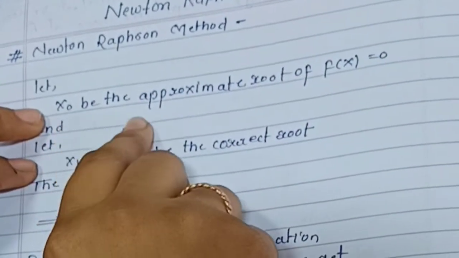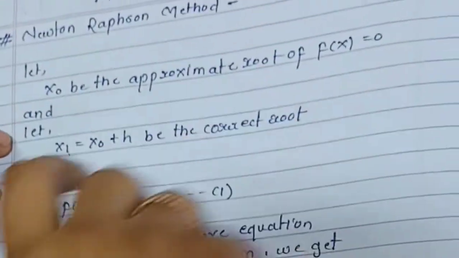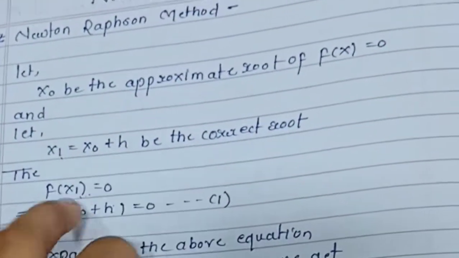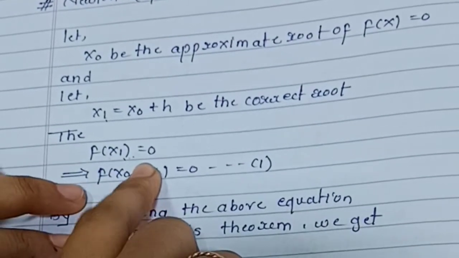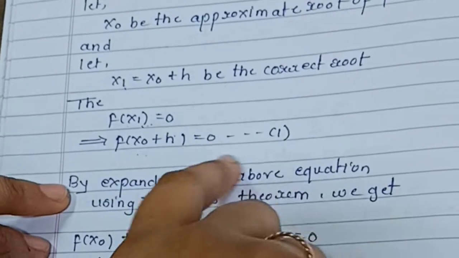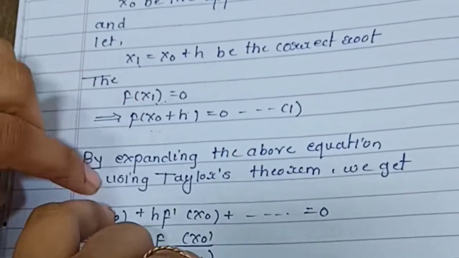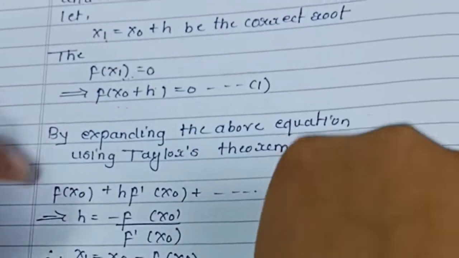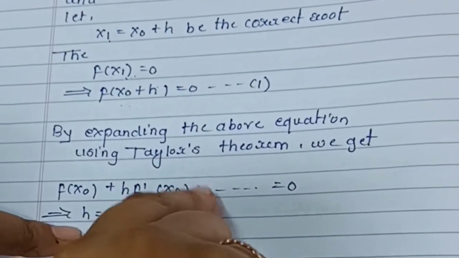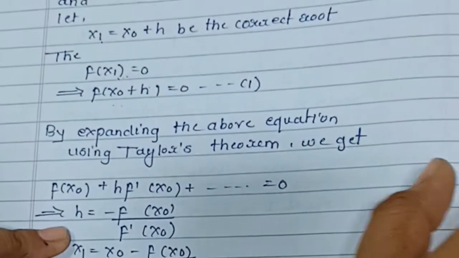So let x naught be the approximated root of f of x equal to 0, and let x1 equals x naught plus h be the correct root. Then f of x1 equals 0. That implies f of x naught plus h equals 0. This is our first equation. So this equation we can expand by the Taylor series. Then we get f of x naught plus h f dash of x naught plus, and all terms are there, equals 0.